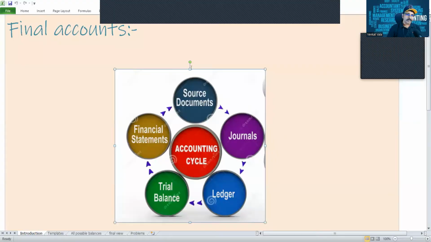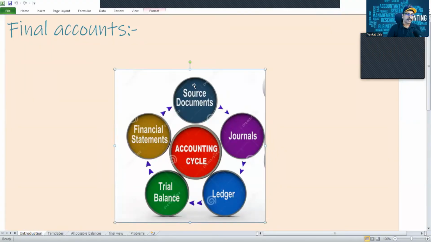So in the process of accounting, after observing the transactions, those transactions will be recorded in the form of general entries, and general entries will be posted into ledger accounts, and the ledger balances will be utilized in preparing the trial balance, and the balances from the trial balance will be considered in preparing the financial statements, that is trading, profit and loss account and balance sheet. Those financial statements will be called final accounts.